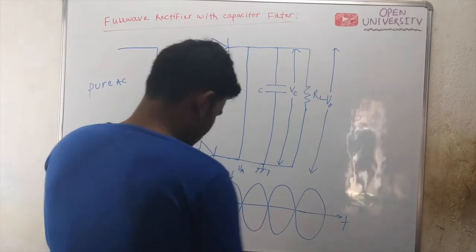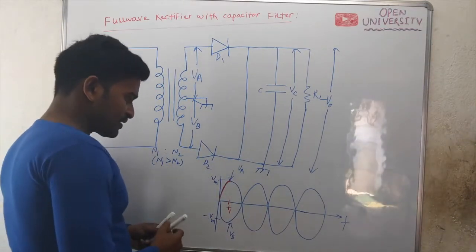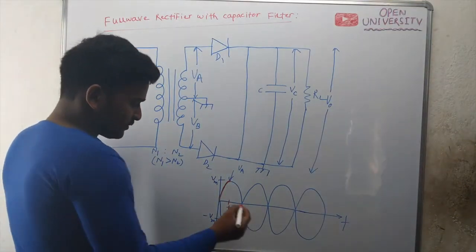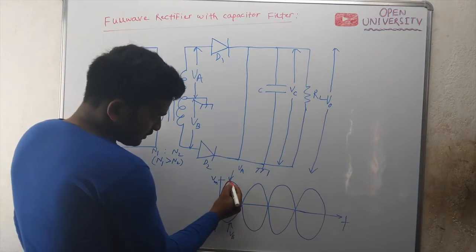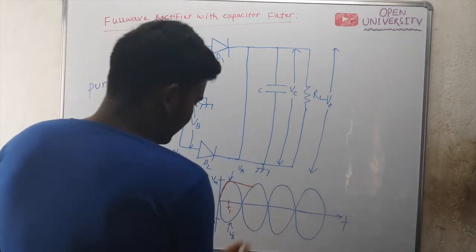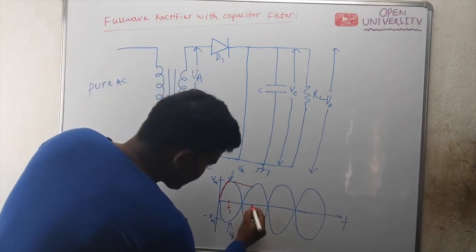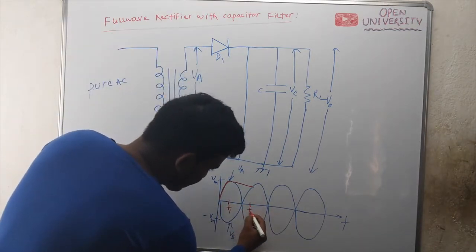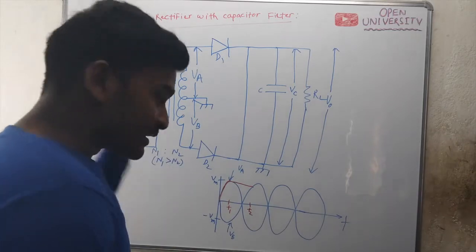So what will happen? The voltage across the capacitor will decrease. It will decrease like this, slowly decreasing up to this point. Let this time be T2.